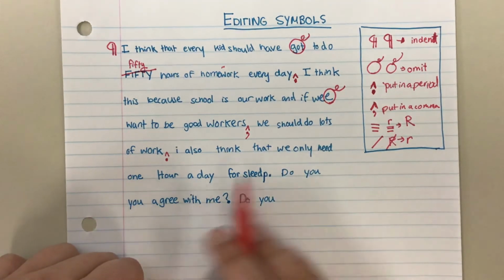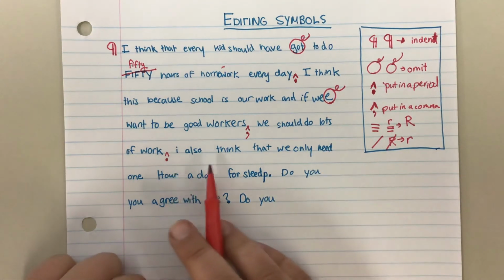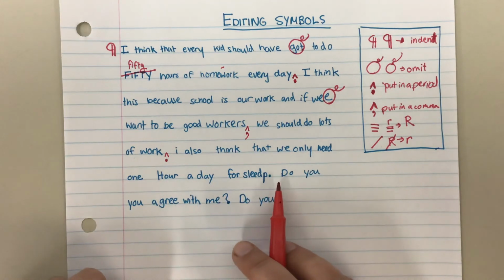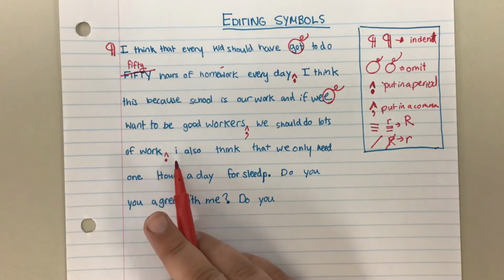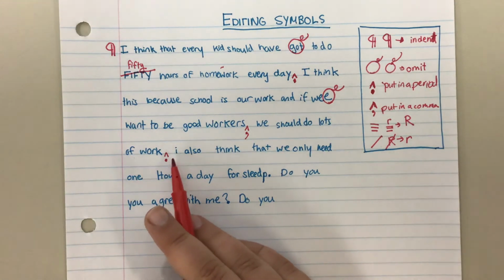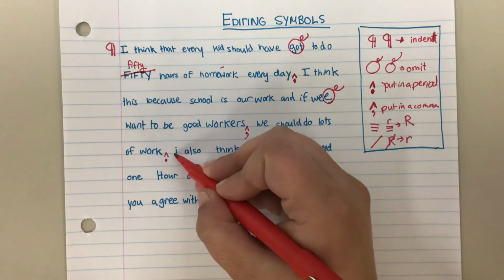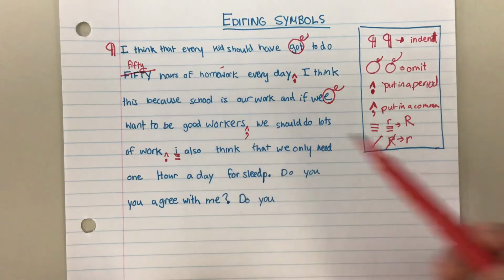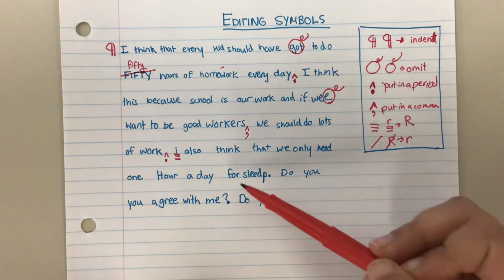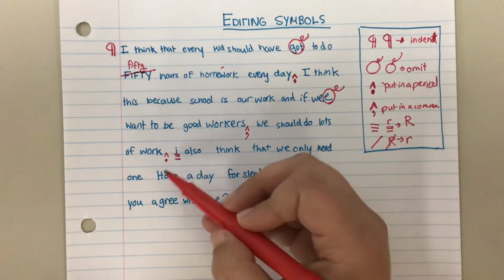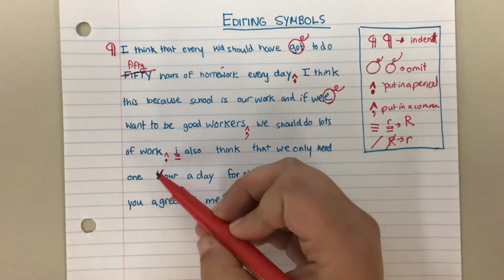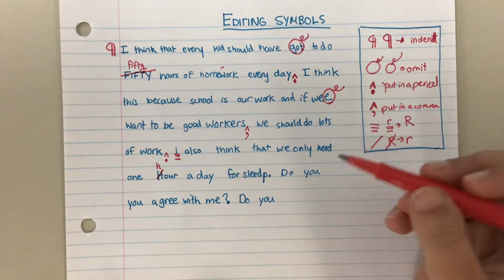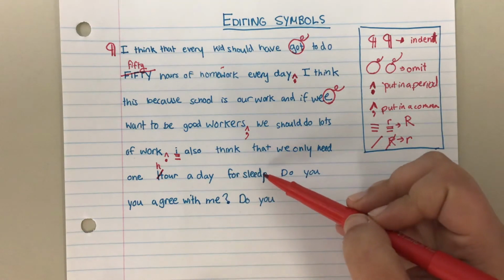Let's keep reading. I think this is our last few sentences. I also think that we only need 1 hour a day for sleep. Okay, few mistakes there. Let's start at the beginning here. Beginning of a sentence always needs to be capitalized. So I'm going to put my 3 lines to show that needs to be a capital. I also think that we only need 1 hour. Oh, an hour is capitalized. So I'm going to cross it out. And once again, so I don't confuse myself, I'm going to put the H above in lowercase just to help me out.